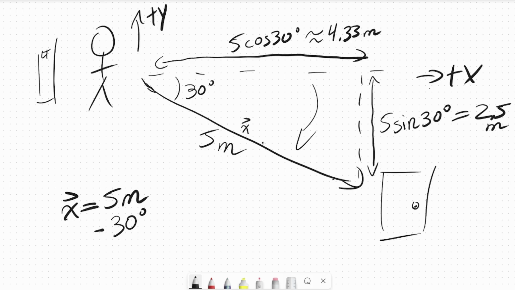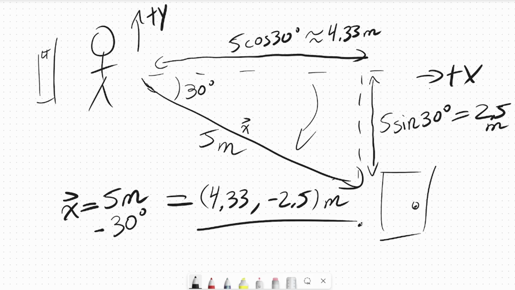So that lets us write this vector as also 4.33, negative 2.5 meters. And that's going to be the Cartesian representation for a vector. And here it's negative 2.5 because our positive y-axis was that way, and this vector is going in the negative y direction, right? Still positive x, but now it's just negative y. So that's why we have to write negative 2.5.